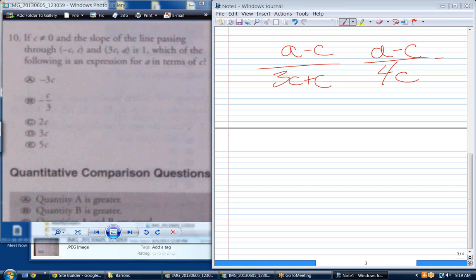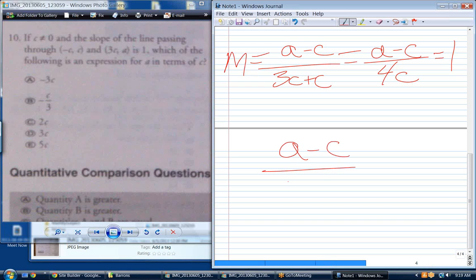Okay, that's the key part, because they told us the slope was 1. So we know that that equaled the slope, which equals that, which equals 1. So now we just have an equation that we have to solve.